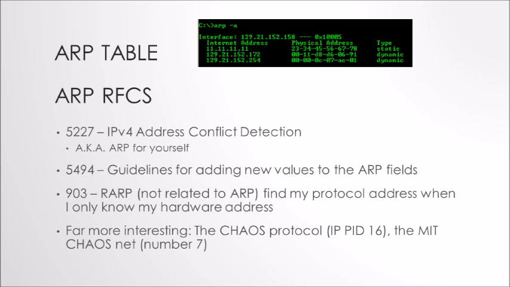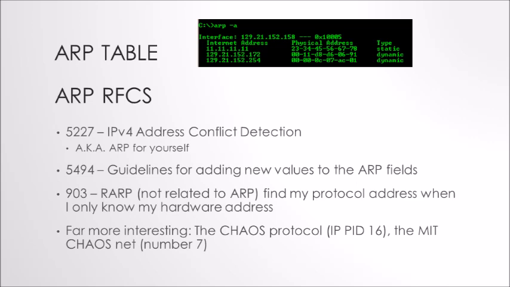The guidelines for adding new values to the ARP field is kind of boring, but if you want to expand the protocol, there's 5494 for you. No discussion about ARP, I suppose, would be complete without 903, RARP, which is called reverse ARP. It doesn't have anything to do with ARP. The idea here is that I want to find my protocol or IP address when the only thing I know is my hardware address. So that's why it's the opposite. We almost never use RARP.